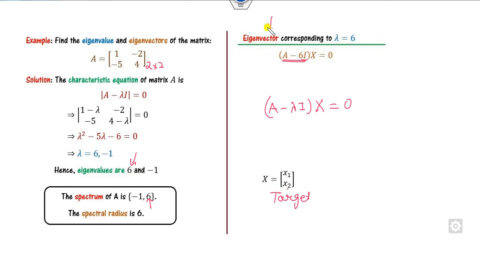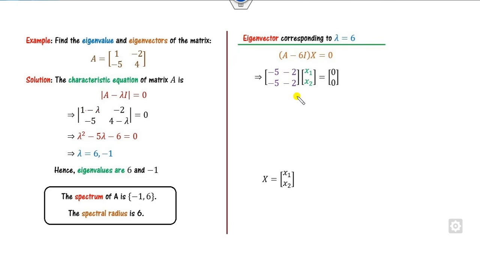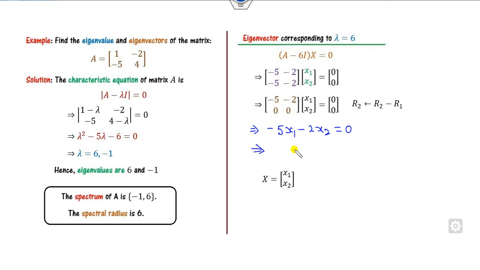So how do you find A minus lambda I? You can substitute here. The value of lambda is 6. So you will get 5 minus 5 here. Now you can convert this into the row reduced echelon form or a simple echelon form, that's your choice. So what you can do, you can simply take R2 minus R1. So from here you can write minus 5x1 minus 5x2 is equal to 0. So from here you can find the value of x1 in terms of x2.